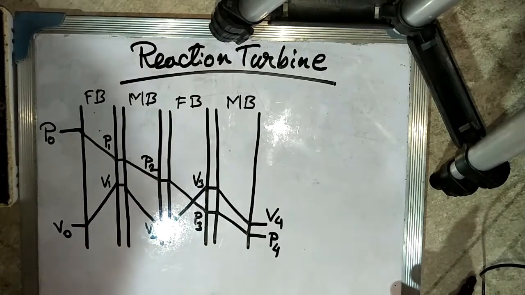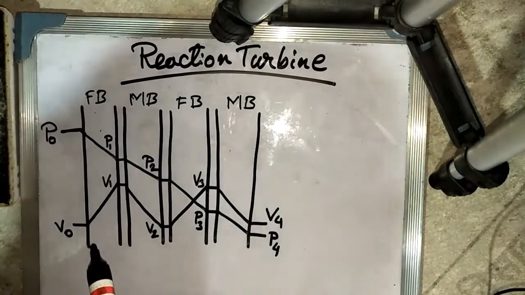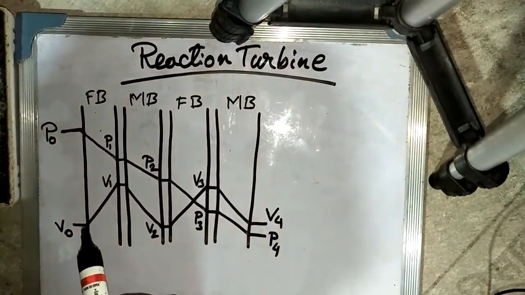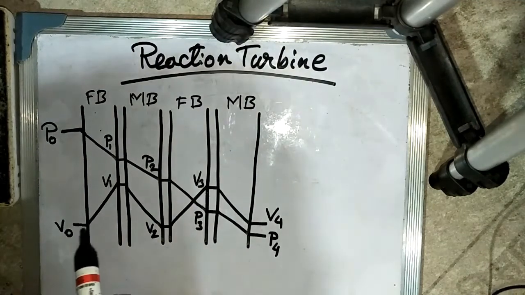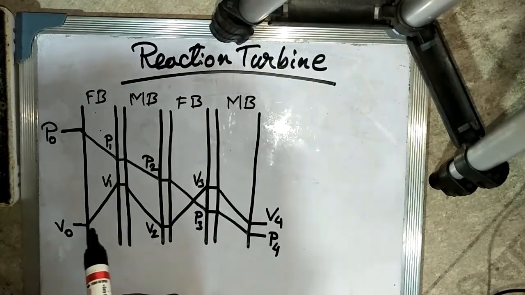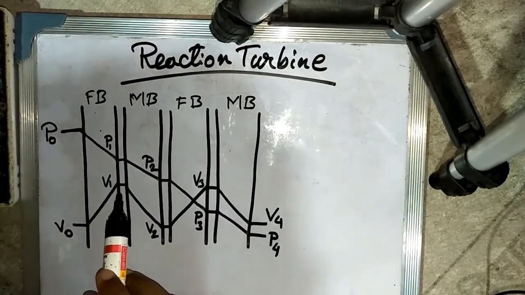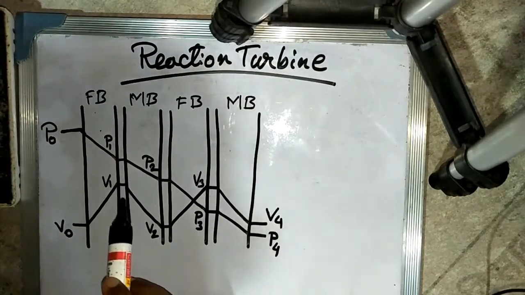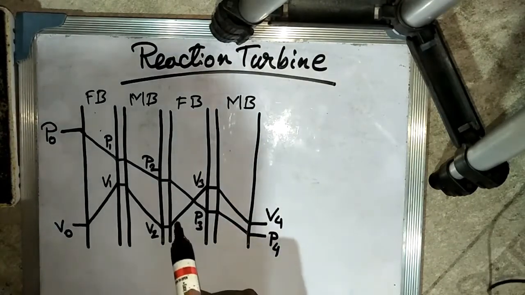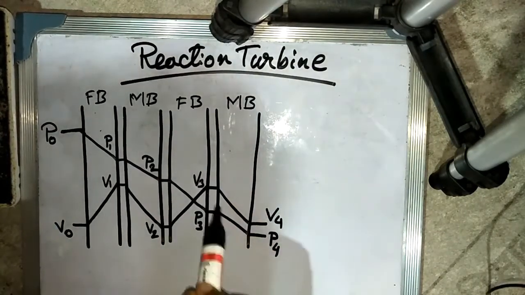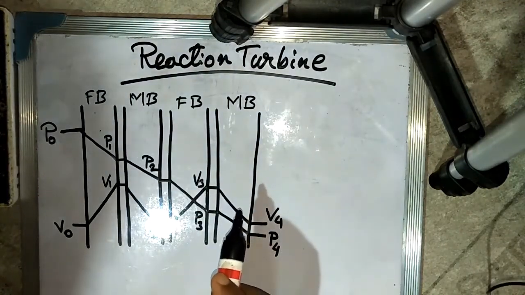As you can see in the velocity variations, the fixed blade acts as a nozzle. So in the fixed blade the velocity increases, as shown in this figure. Then in the moving blade, when the steam flows through it, the velocity decreases. Then again in the fixed blade it increases, and in the moving blade it decreases again.